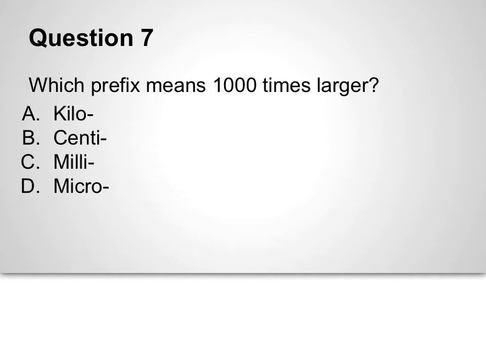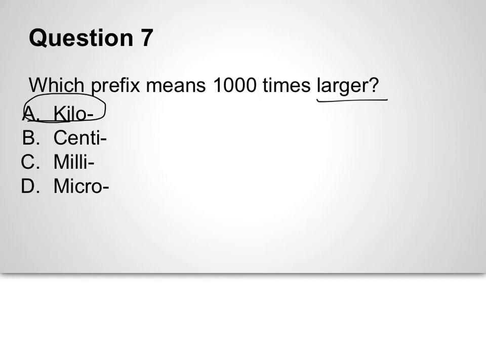Which prefix in the metric system means 1,000 times larger? The other question was which is 1,000 times smaller. That was milli. And 1,000 times bigger is called kilo. So a kilogram is 1,000 grams. A kilometer is 1,000 meters.